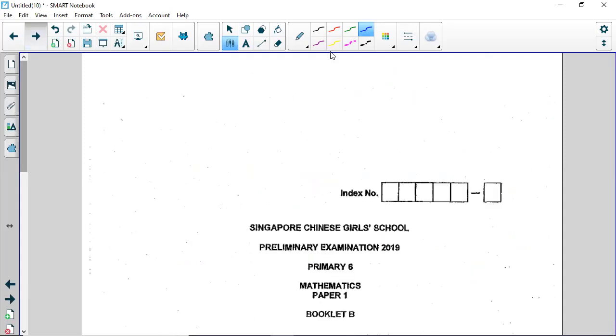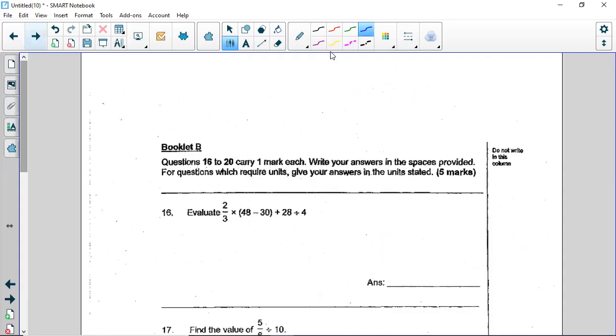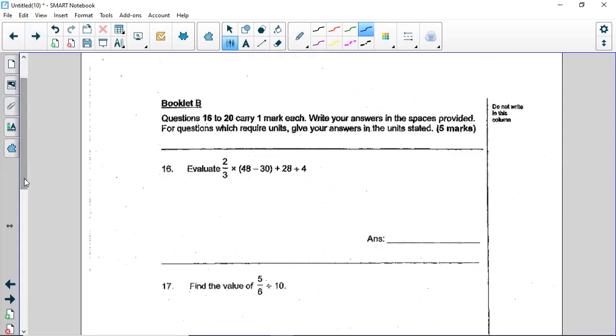Okay, let's look at question 16. Now this one, there's a fraction there. A fraction doesn't make everything harder. It's still the same. What do you do first? You have to do the bracket first. So don't break up the steps. You have to put everything in one step so that you don't forget something. So you copy down everything, 2/3 times 18, then copy down everything else, and that is a divide by 4. Copy down everything else.